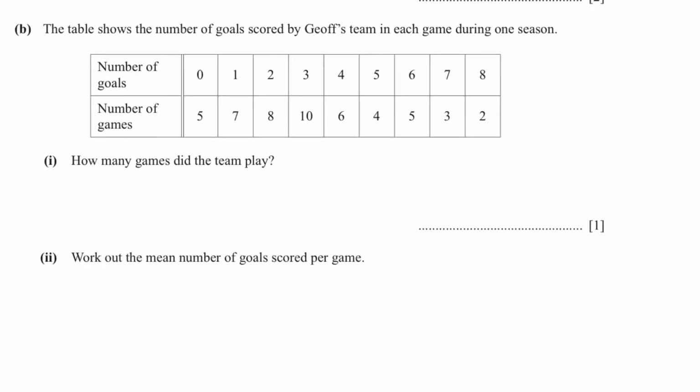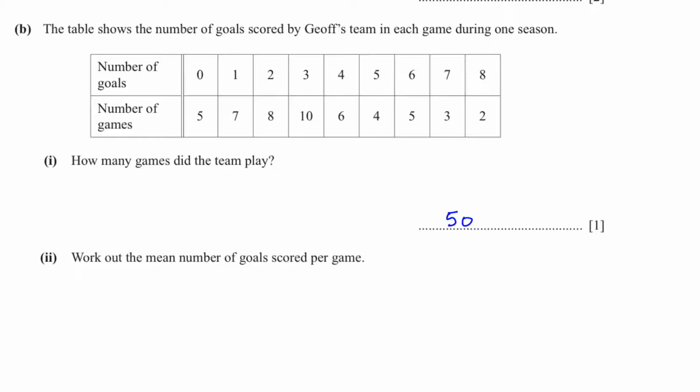The table shows the number of goals scored by Geoff's team in each game during one season. These are the number of goals and these are the number of games. How many games did the team play? To find that, we have to add all these numbers here and we will get 50.